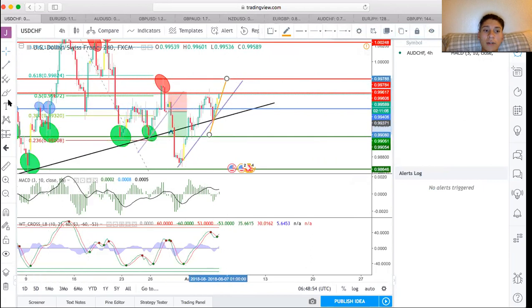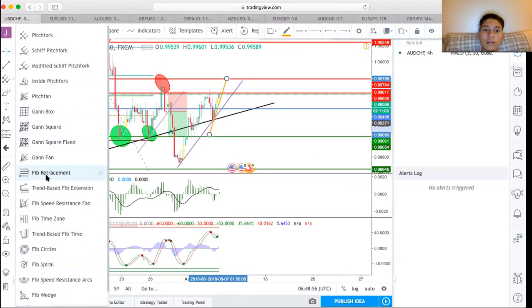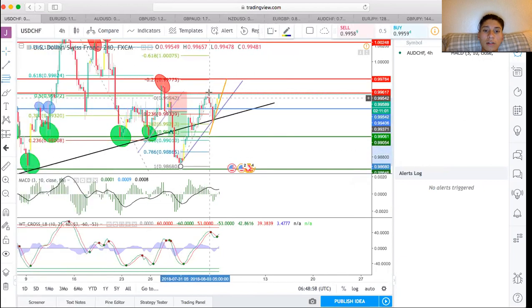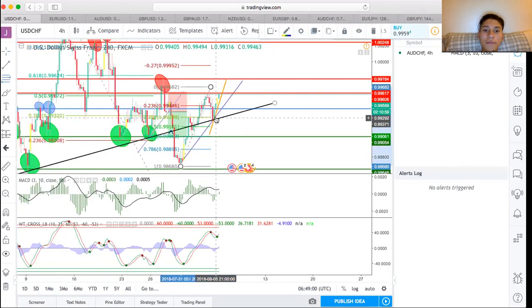Let's run a fib real quick. Lowest low, highest high. Right in between my zone. Almost hit my 50%, didn't really hit it. So it may come up to this zone up here. This is where it wicked out and shot down, so I wouldn't be surprised. If not, it'll cap out about right here.